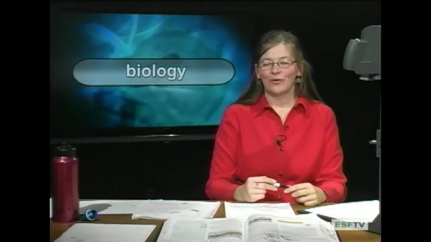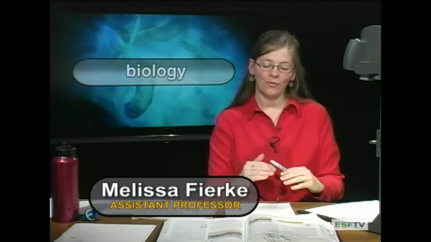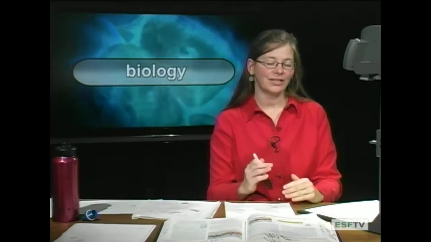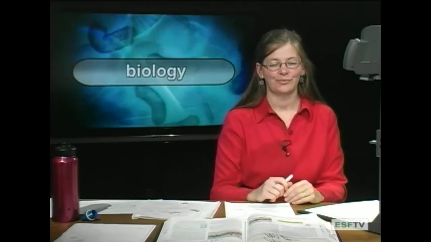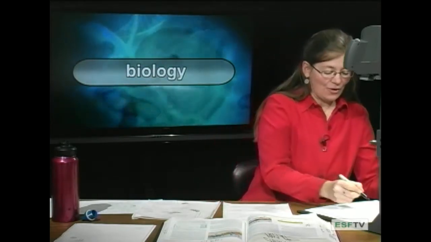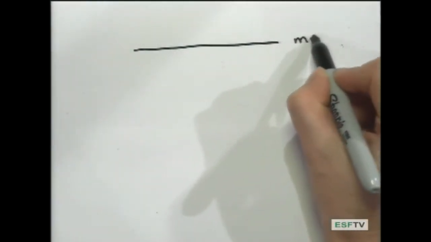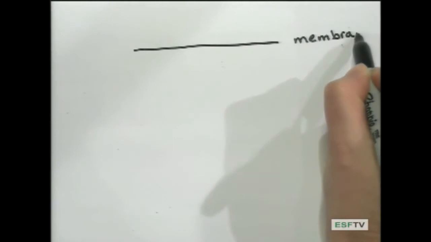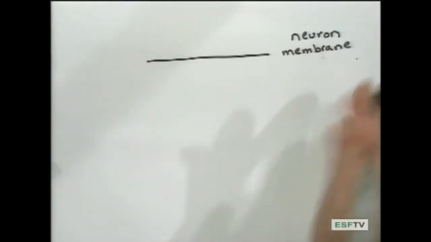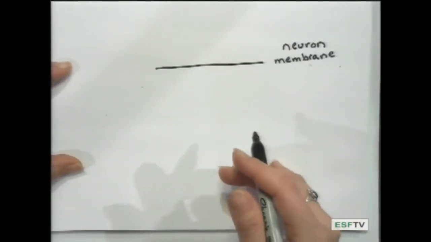Welcome. We're going to do a little more detail on the nervous system today. We're going to go all the way down into the cell and look at what's going on and what it takes in order to get a nervous transmission going through the nervous system. Okay, so here we have the membrane. So this is the neuron membrane, and it's separating the inside from the outside.